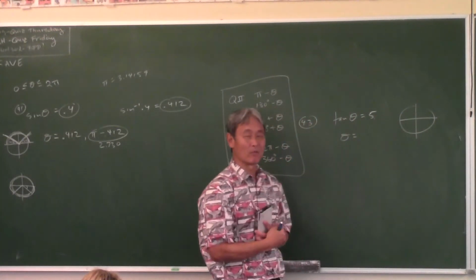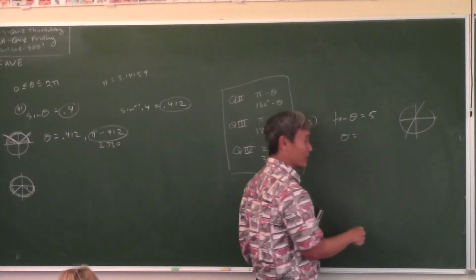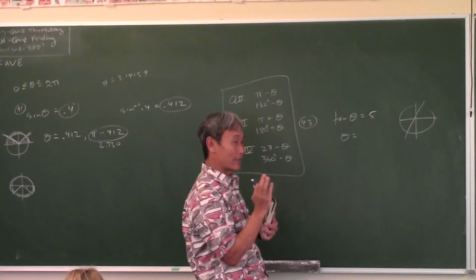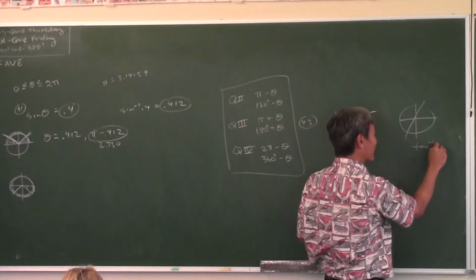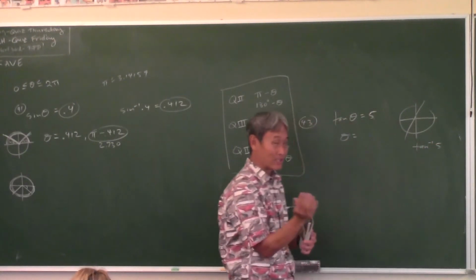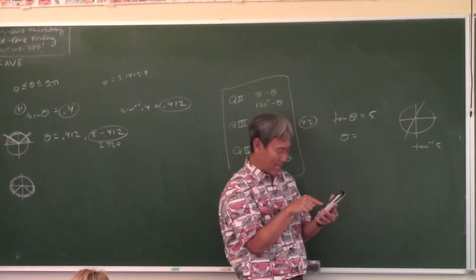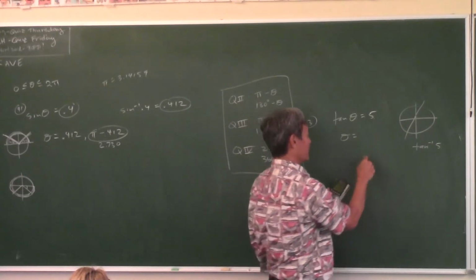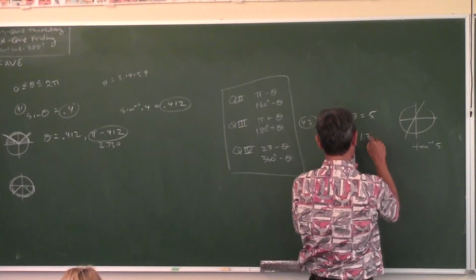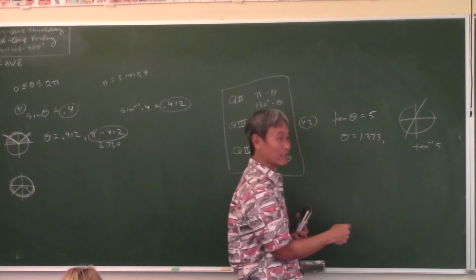Tangent is positive in what 2 quadrants? The first and the third, okay? So how do I get that first quadrant angle? What do I punch in? Tan inverse 5. That's gonna give you the one in the first quadrant. So on your calculator, you punch in tan inverse 5. Boom. You get 1.373. That's the one in the first quadrant.